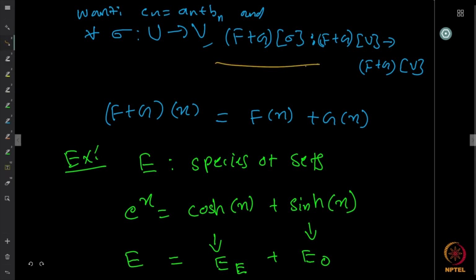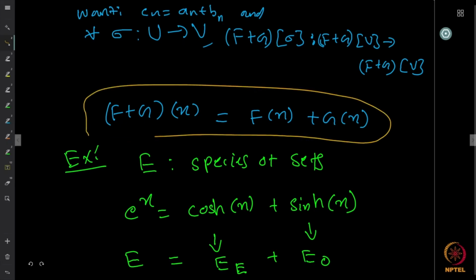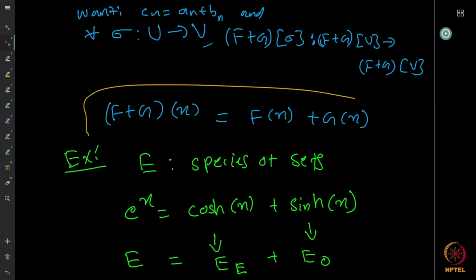the transport again a bijection which takes f plus g of u to f plus g of v, right? This should be again intuitively clear. So we want this also, and we also want the generating functions to be adding, right? The exponential generating functions should be added together.